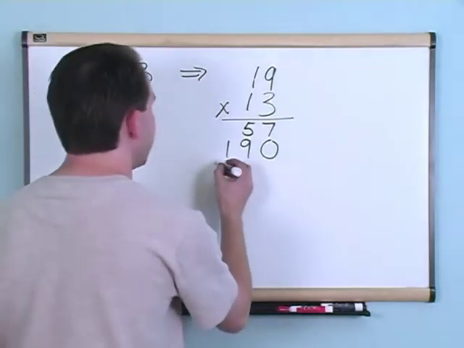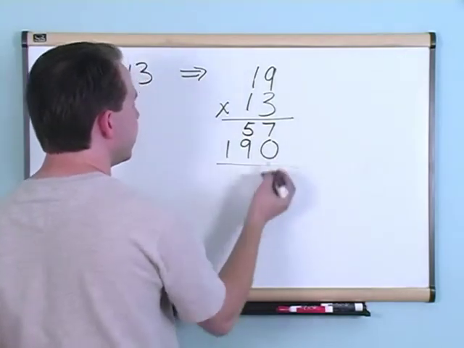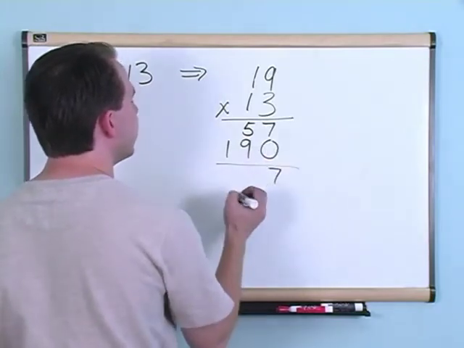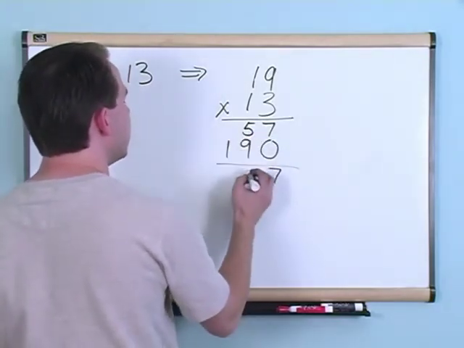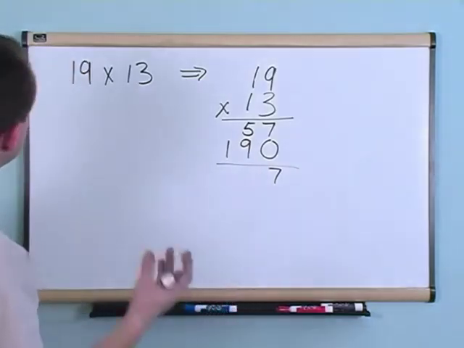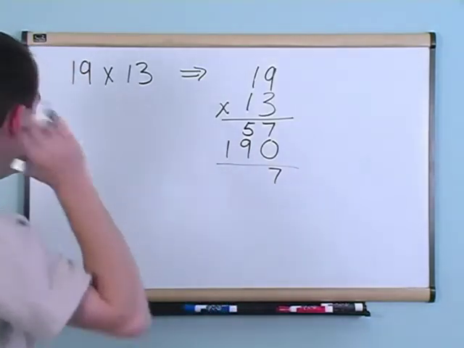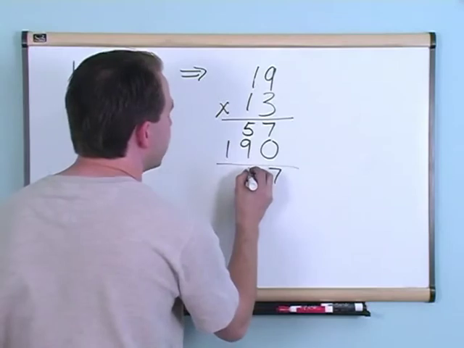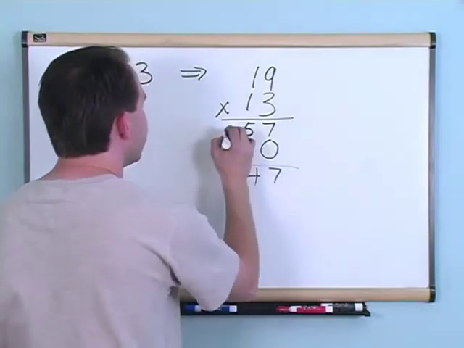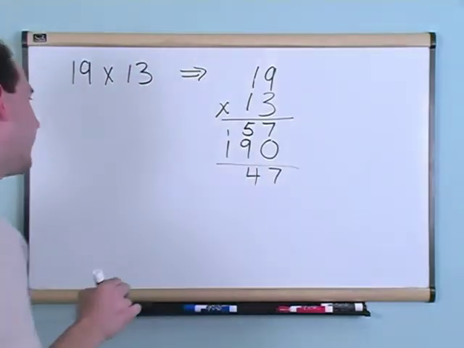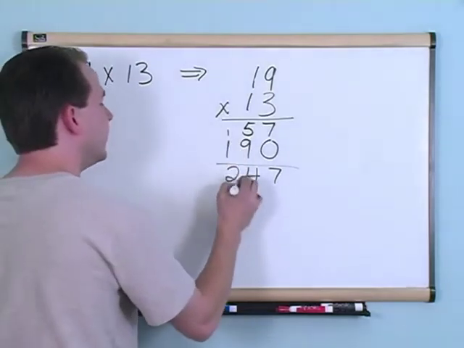Now, the next thing you do after that is you draw your line, you have to add these two numbers together. 7 plus 0 gives you 7. 5 plus 9 gives you 14. You just remember that from your addition. So because it's 14, we have to put a 4 down here, carry the 1 over, okay? And then 1 plus 1 gives you 2.